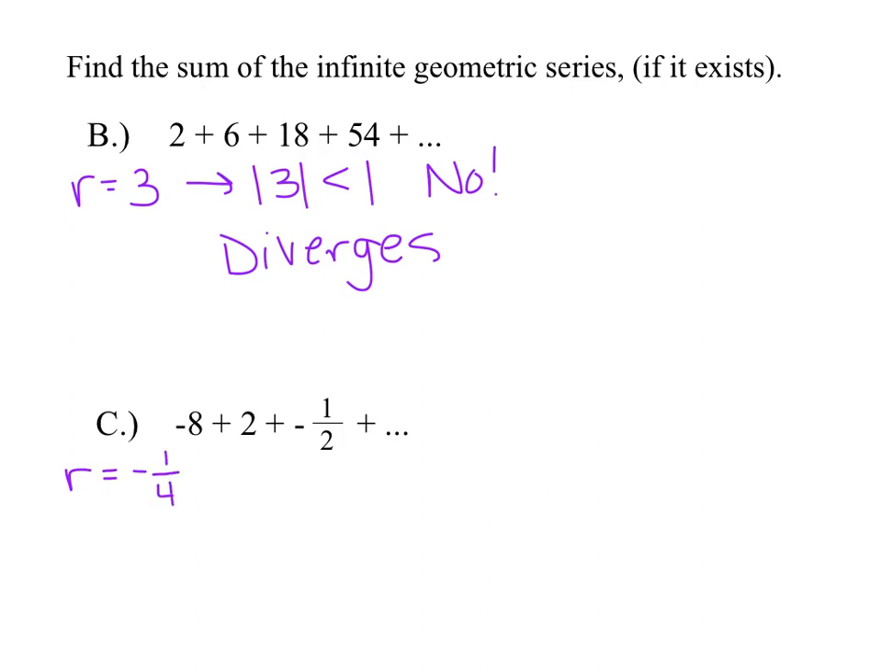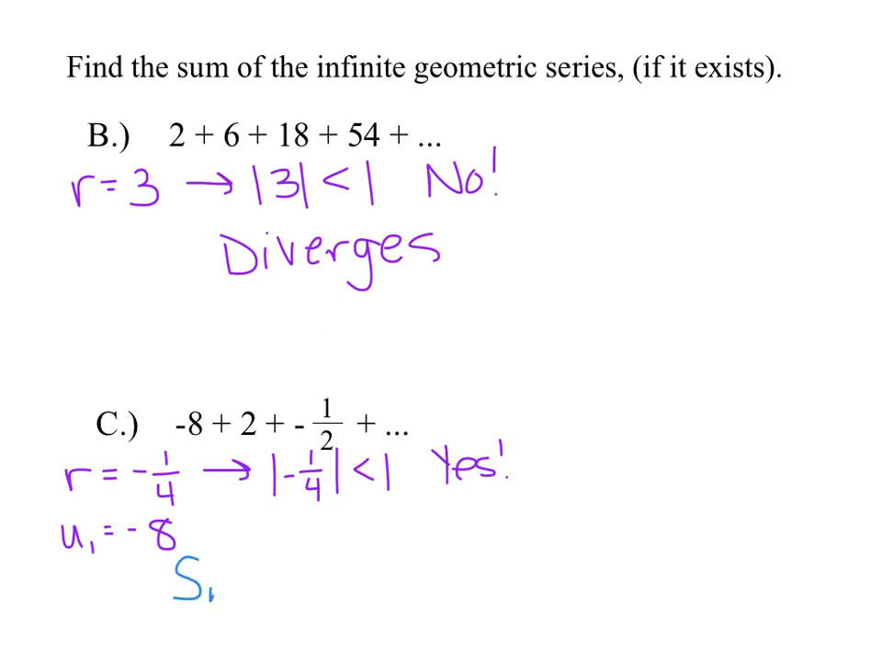Now remember, to test if the sum of an infinite geometric series exists, we take the absolute value of r. So is the absolute value of -1/4 less than 1? The absolute value of -1/4 is +1/4. Yes, 1/4 is in fact less than 1. So now we're going to take our common ratio and your first term, and use the formula for an infinite geometric series.